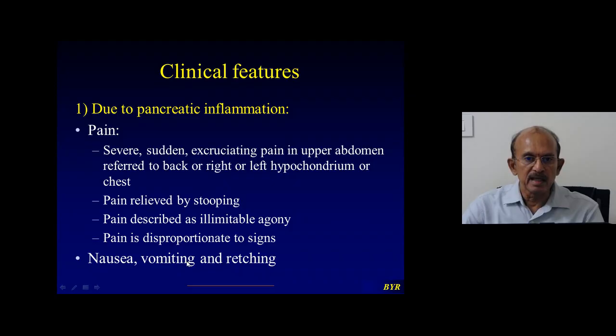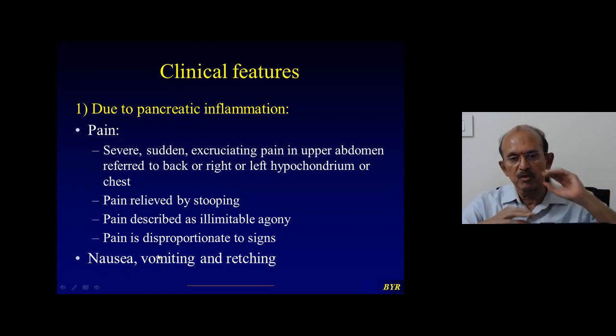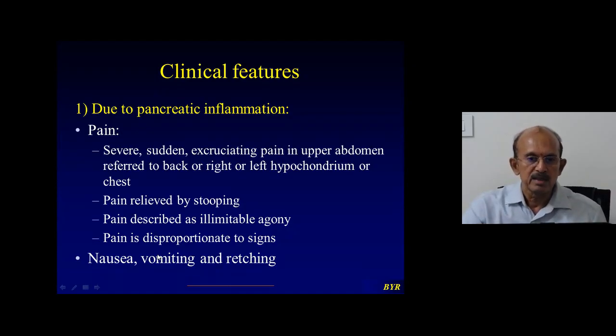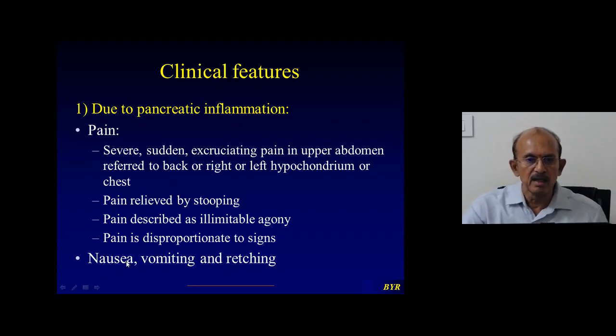Nausea, vomiting, and retching. Nausea and vomiting are because of associated gastric paresis. Because the stomach is in front of the pancreas, whenever the pancreas is inflamed, the stomach goes into reflex paresis. That is called atonic stomach. In atonic stomach, there is no peristalsis, so the patient gets nausea and vomiting. Due to diaphragmatic irritation, the patient gets retching.